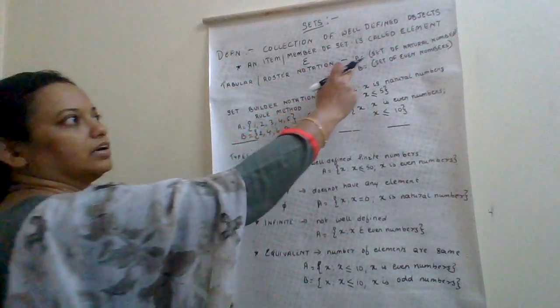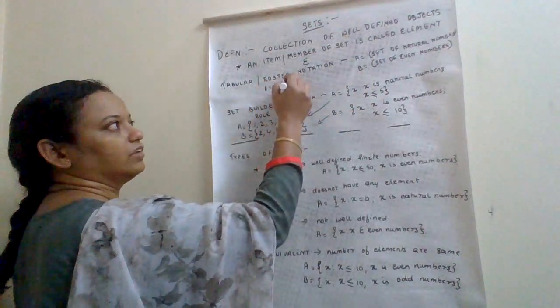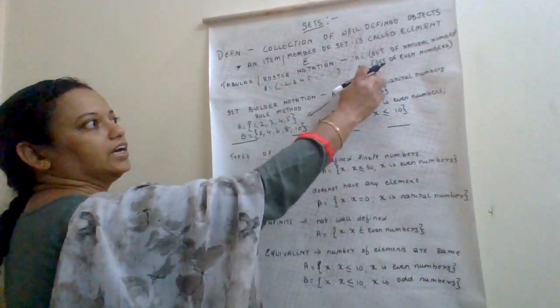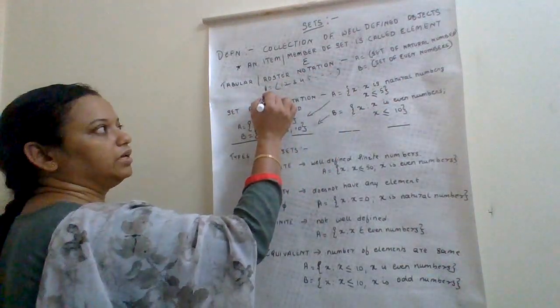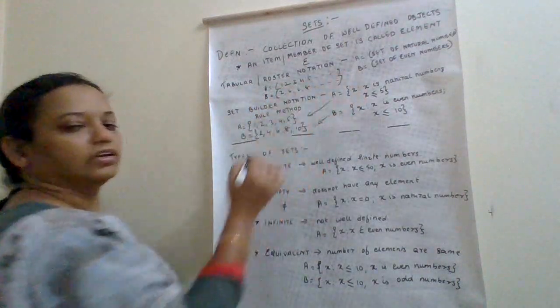Okay, so here, set of natural numbers. So A equals all the natural numbers starting with 1, 2, 3, 4, 5. It goes on and on. And here, set of even numbers. So B equals 2, 4, 6, 8. It goes on and on. So this is the answer.